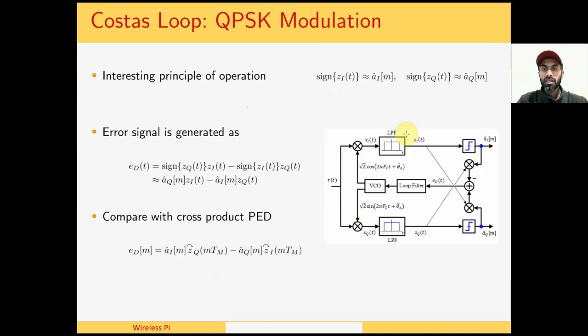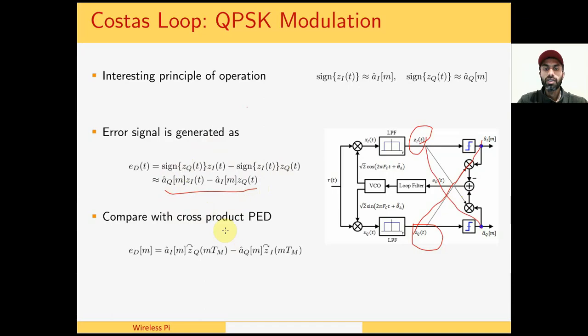Costas loop in QPSK modulation case looks a little bit complicated, but actually it is easier than what we encountered in the BPSK case, and its principle of operation is very interesting. Assume again that the phase offset theta delta E is very close to 0. In that case, the output in the I arm is very close to our data symbol in I arm, and the output in Q arm is very close to our data symbol in Q arm. And we can say that sign of Z_I(T) is nearly equal to A hat I[m] and sign of Z_Q(T) is equal to A hat Q[m]. When you multiply this with Z_Q(T) and this with Z_I(T) and subtract them, look what we got.